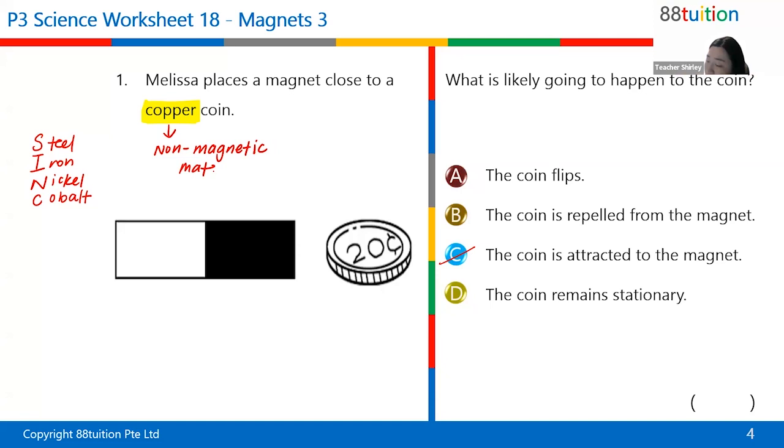Copper is a non-magnetic material, and magnets cannot attract non-magnetic material. So if it does not attract it, this is wrong. Of course, there's no repulsion, there's nothing. So basically, the coin remains stationary, means it does not move towards it, it does not move away from it. Answer is D. And the reason is because the copper is not a magnetic material. Are we clear? Any questions? No? Okay, I see a thumbs up. Good.